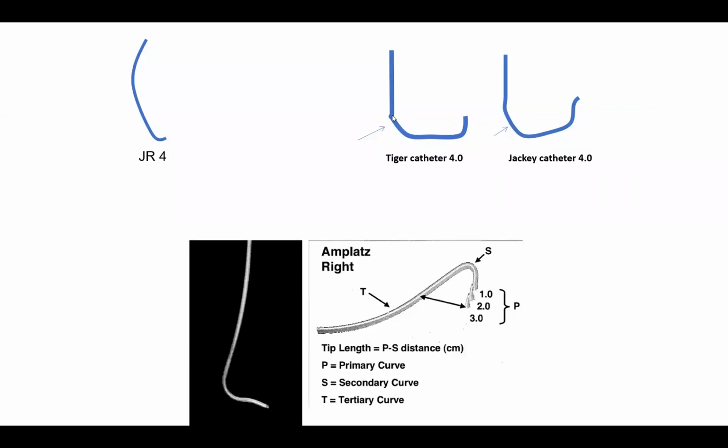You can also use the Tiger and Jackie catheters from a radial access, and those are catheters that can be used for left and right coronary artery from a radial access.